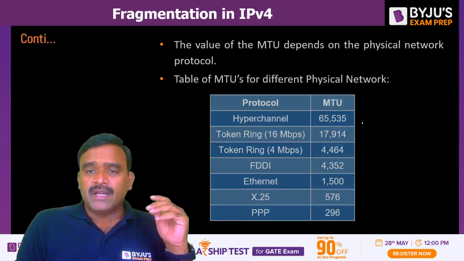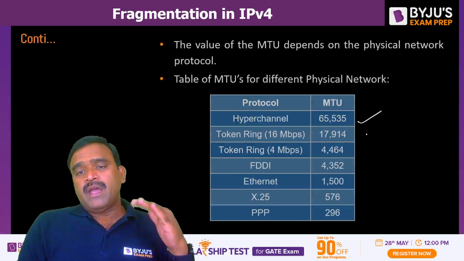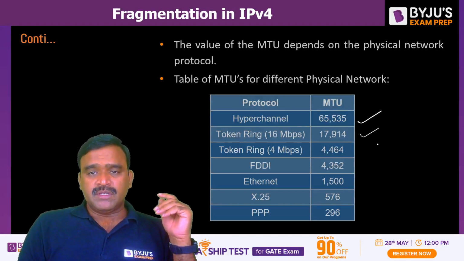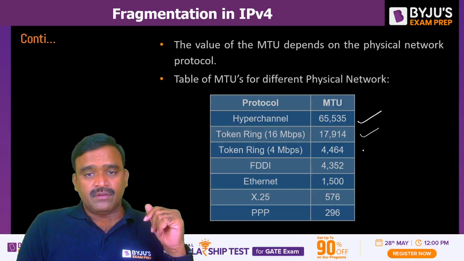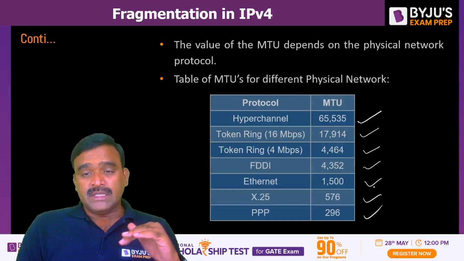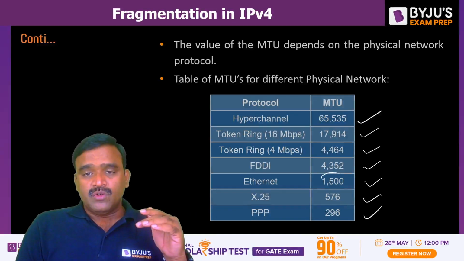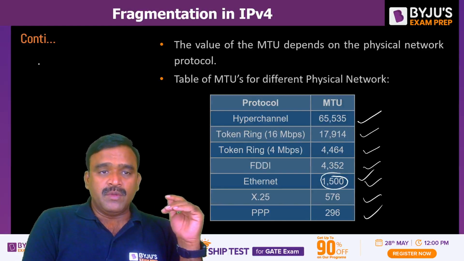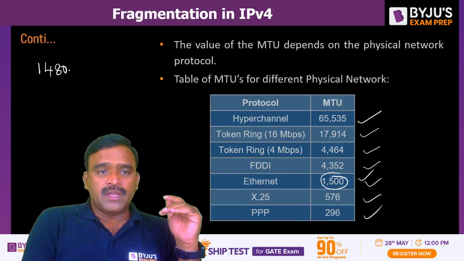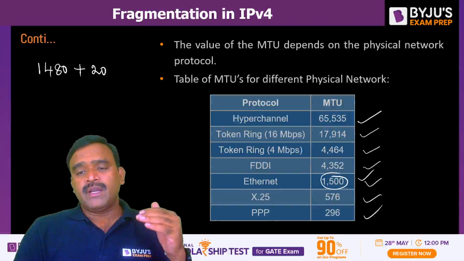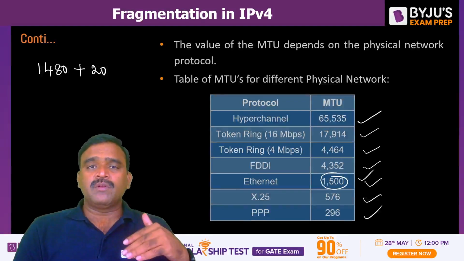For example, if your packet is going through hyperchannel, the maximum transmissible unit is 65,535. For a token ring of 16 Mbps, it is 17,914, and 4,464 for a token ring of 4 Mbps. MTU is the maximum transmissible unit including the header, always by default. The most usable network is Ethernet, for which it is 1500. So 1500 means 1480 bytes of payload and 20 bytes of header in every fragment except the last fragment, and 1480 is a multiple of 8.